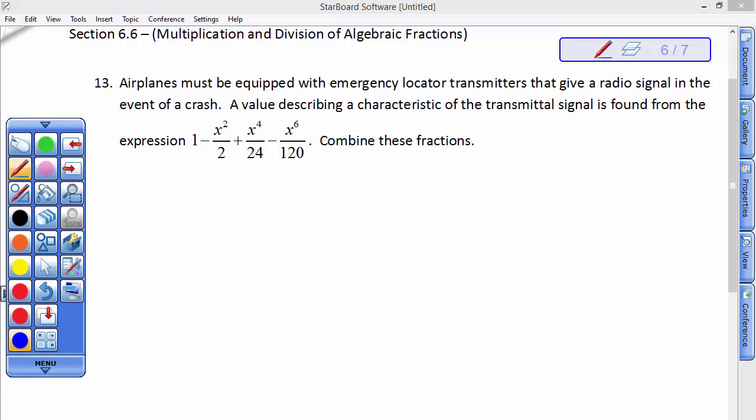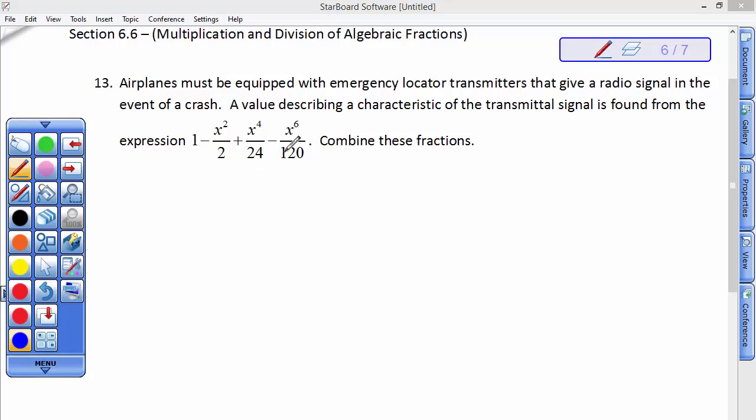Okay, let's just take a look at some applications, several very good ones. Airplanes must be equipped with emergency locator transmitters that give a radio signal in the event of a crash. A value describing a characteristic of that transmittal signal is found from this expression. They just want us to combine these fractions. So essentially, we need to find a common denominator between all of these.